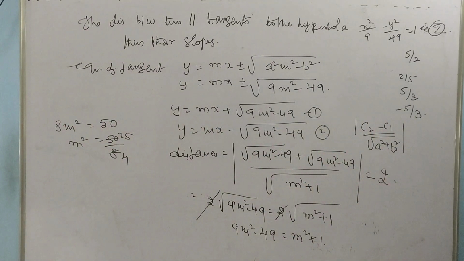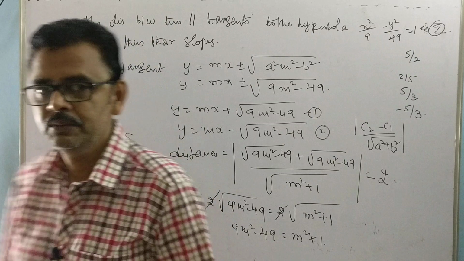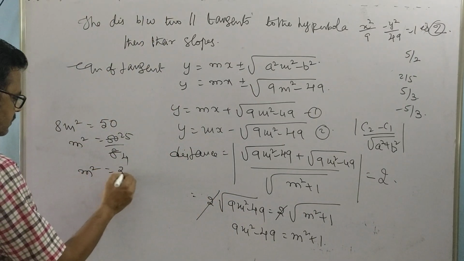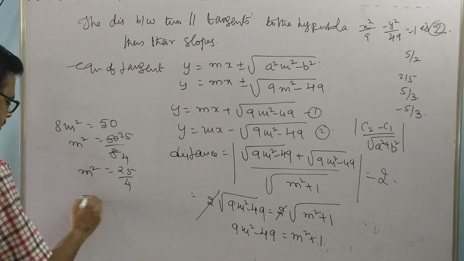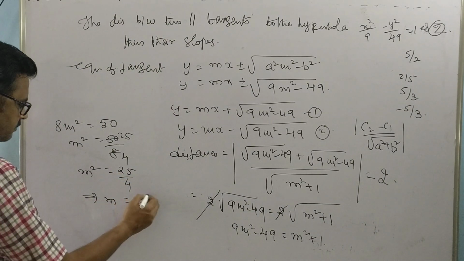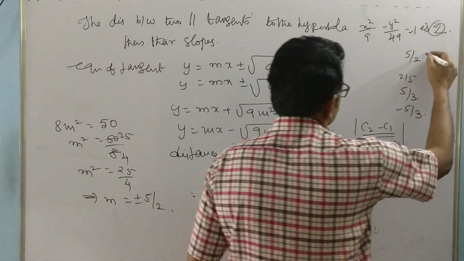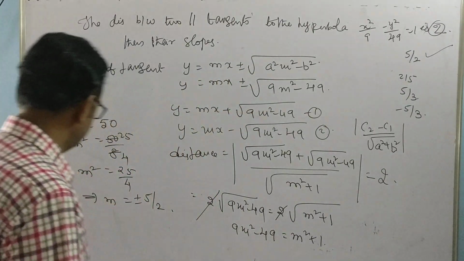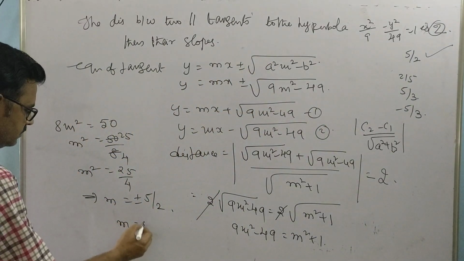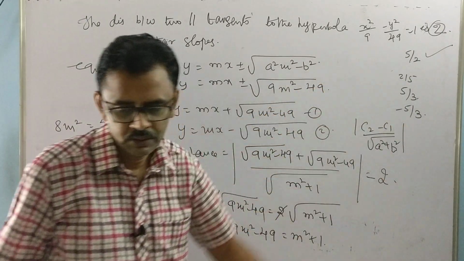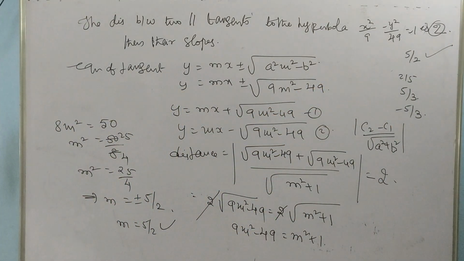Therefore m square is 25 by 4, so m is equal to plus or minus 5 by 2. But in the given options only 5 by 2 is there, so m is equal to 5 by 2. If minus 5 by 2 were in the options, that would also be correct, but only one option is given.